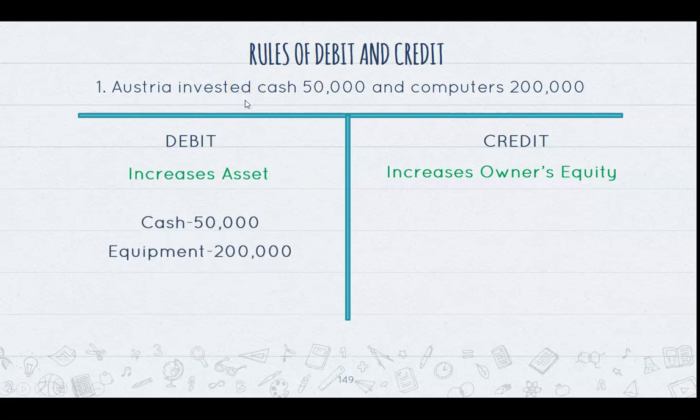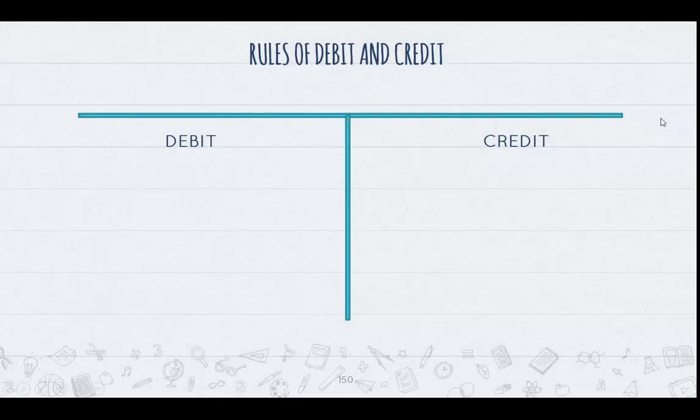Okay, so let us check our entry. Okay, debit cash 50,000, equipment 200,000, and credit capital 250,000. Okay, so we are done with our first transaction. Let us check our second transaction.